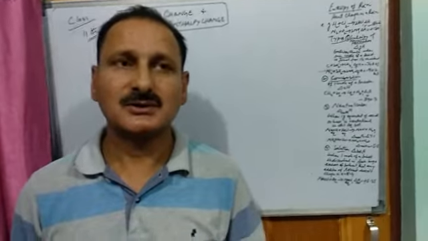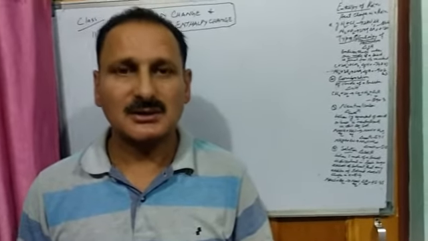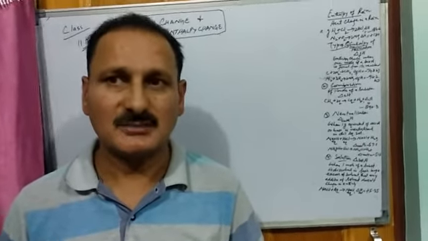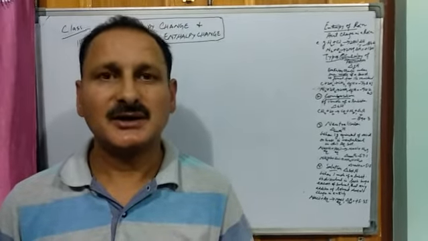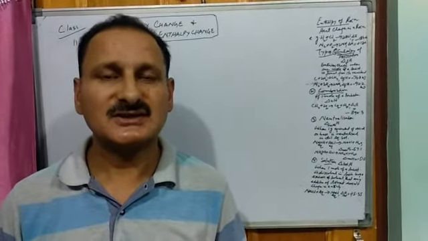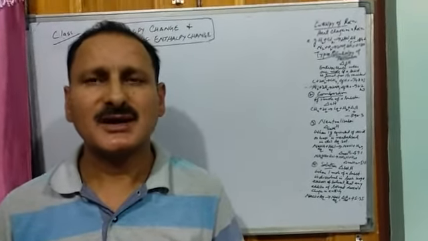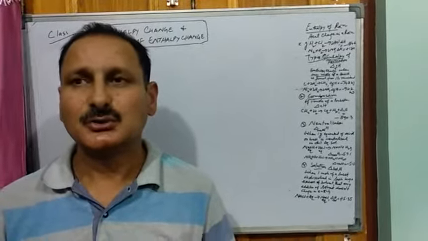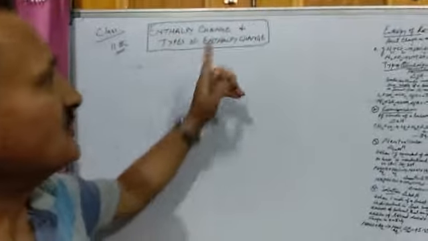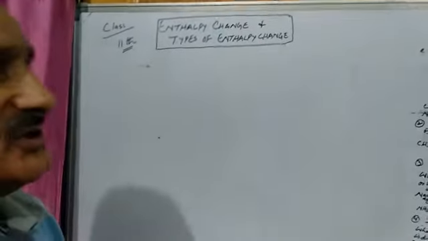We are learning the unit of thermodynamics. We have already read thermochemical reactions, systems, surroundings, and so many other things. Today's topic for you is enthalpy change and types of enthalpy changes.